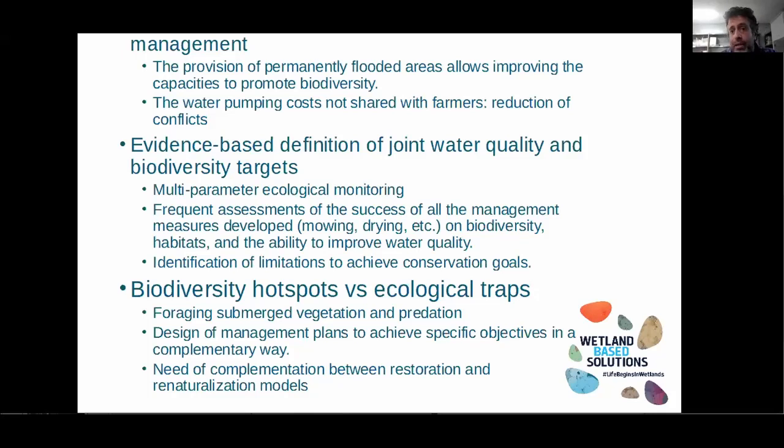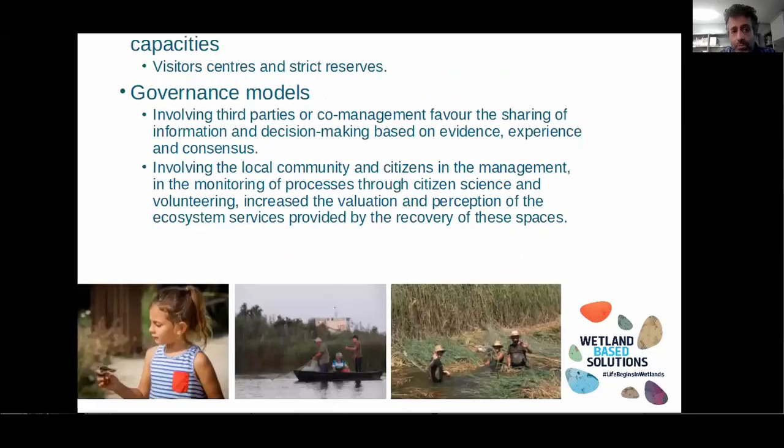And to have the planning on that network, not only on concrete reserves, but on the whole network. Also for public use, because it's not appropriate to have lots of people in every reserve. So several reserves are dedicated to public use, but others are strictly reserves. And very important, the governance models, as I said before, involving third parties, research entities, NGOs.